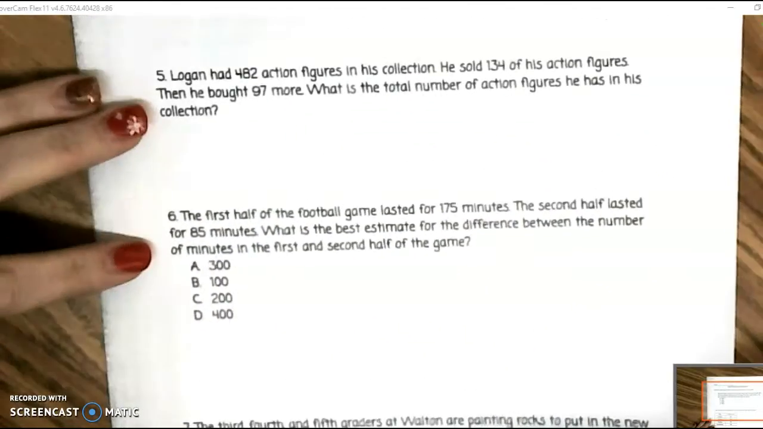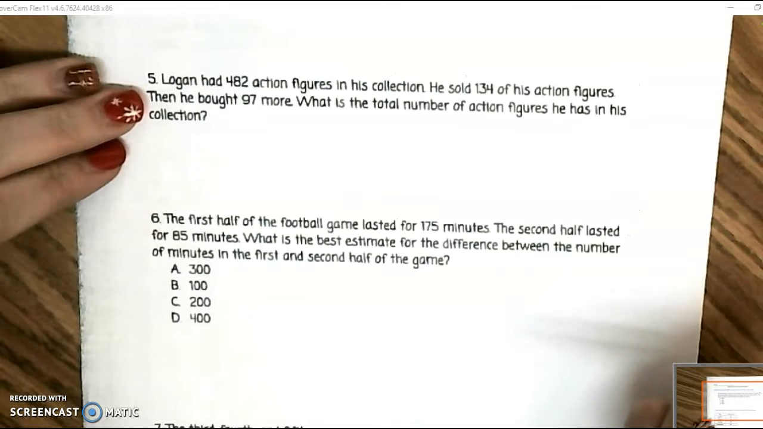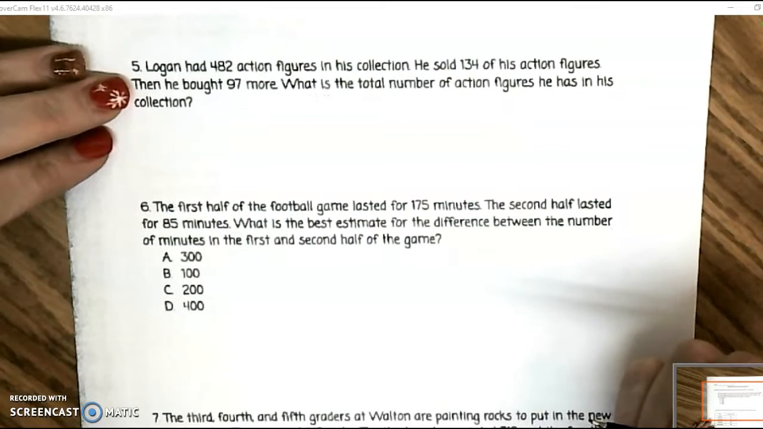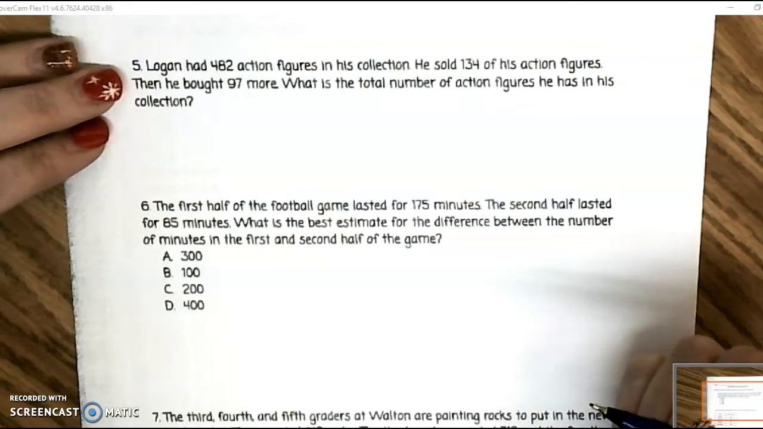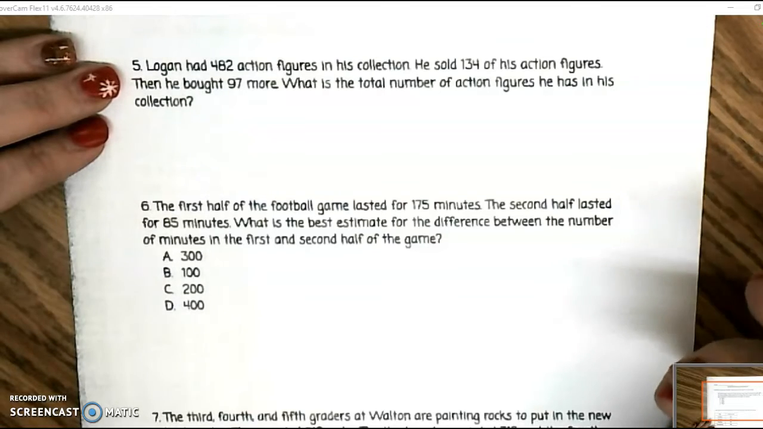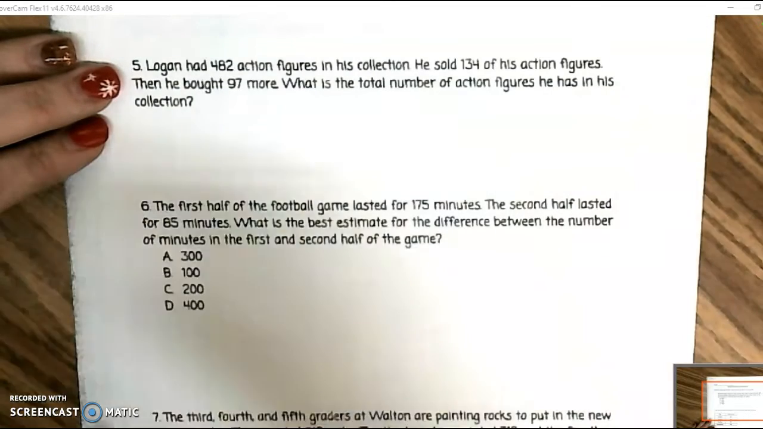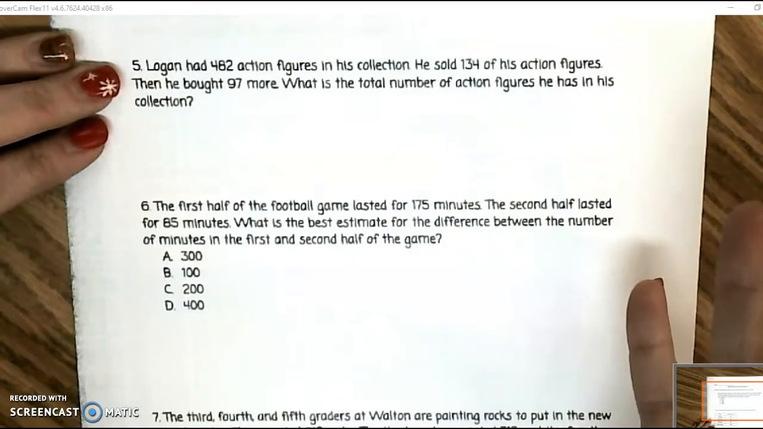All right, let's look at this one here. Logan has 482 action figures in his collection. He sold 134 of his action figures, then he bought 97 more. What is the total number of action figures he has in his collection? This is a good problem. This problem is a little bit easier in my opinion because you can follow it straight through.